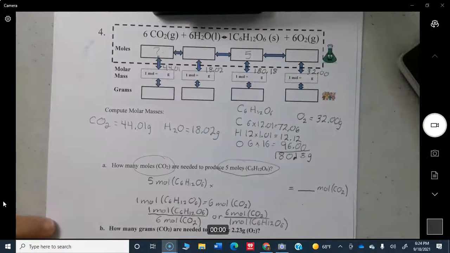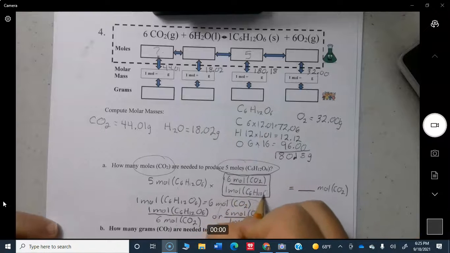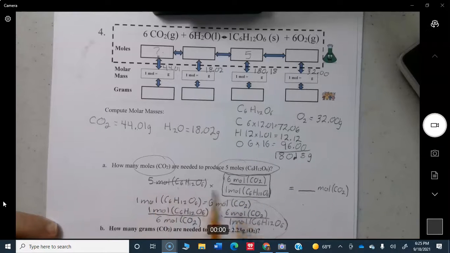Okay, so which one of these two goes in that box right there? It's a single box, moles to moles. And of course it's going to be this one. Moles of sugar on the bottom to cancel there. Okay. And moles of sugar cancels. Those are the units in your answer. 5 times 6 divided by 1 is 30. And that's the answer to that. Okay. All right.